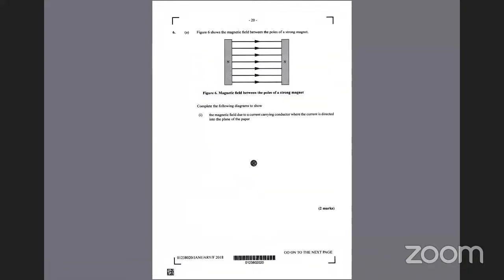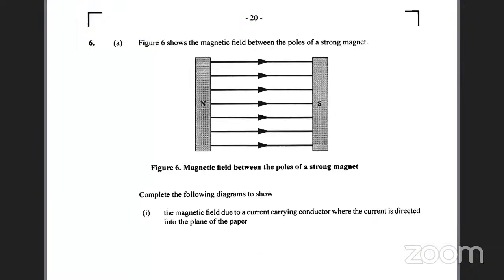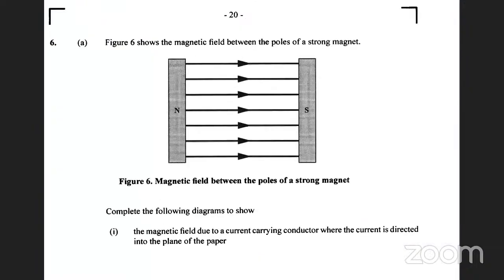Go ahead. Do that fast. Right? Current directed into. Hurry up. Current directed into. Draw the magnetic field. Quick. Draw the magnetic field. In is what? X or dot? In is X. So draw the X and the magnetic field around it. Hurry up.